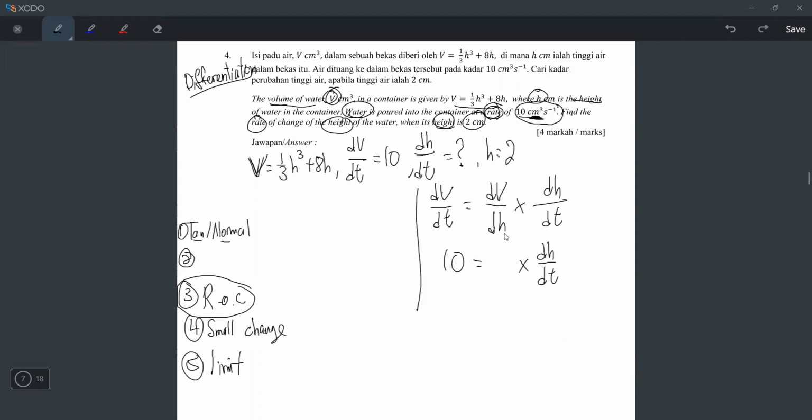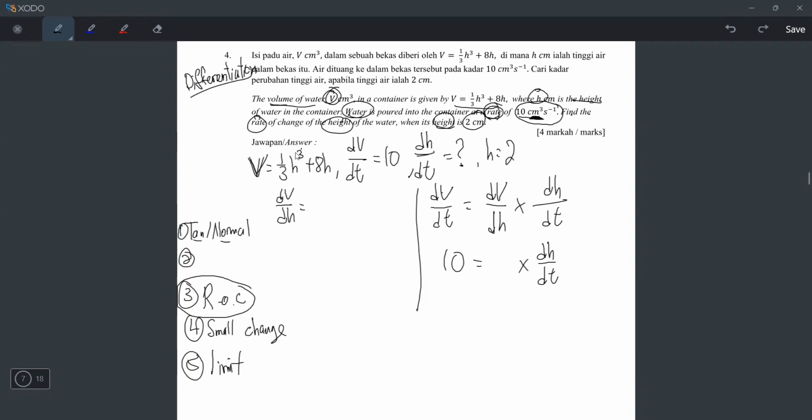So what do I have to find now? This is what I have to find in the end. So what do I have to find now? The dV/dh lah. I need the dV/dh, then only can I substitute, then only can I find this, then only do I get my final answer. And how to do that? Well, just use this equation and differentiate to get dV/dh.